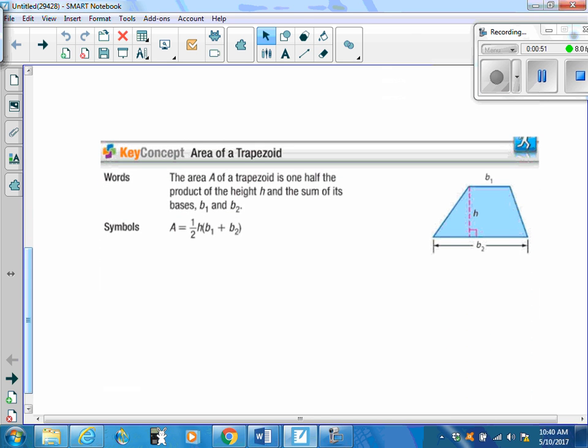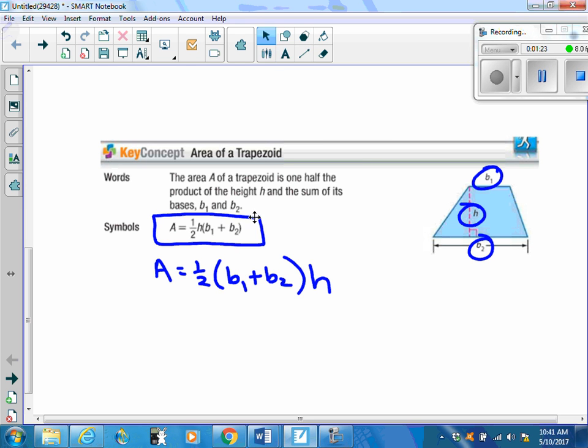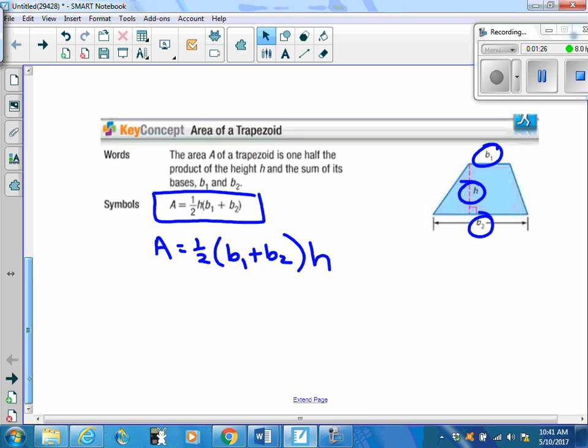To find the area of a trapezoid, you're going to take 1/2 h times b1 plus b2. I've always remembered it as area equals 1/2 base 1 plus base 2 times the height, because a trapezoid makes me think of a triangle with the top cut off, and the area of a triangle is 1/2 base times height. The difference is instead of having one base, we have two for a trapezoid. But you can see we have a base 1, we have base 2, and there's our height. And that's how we find the area of a trapezoid.